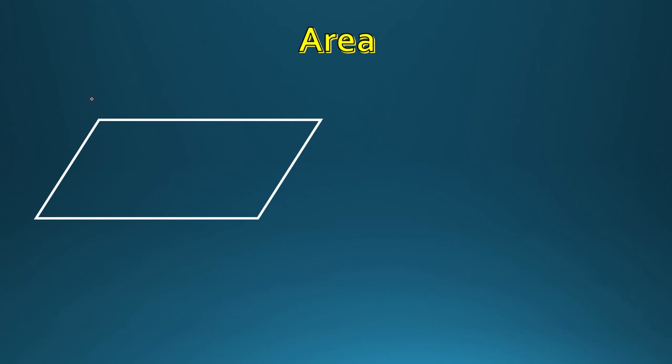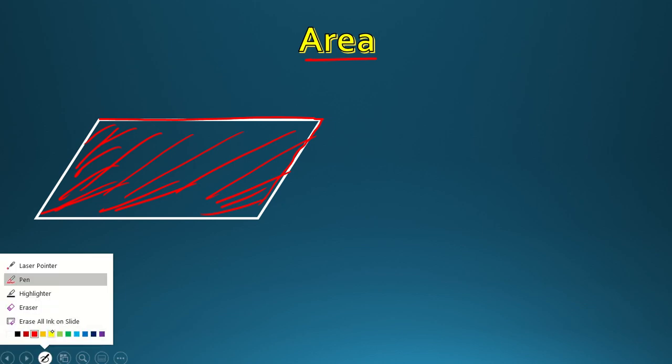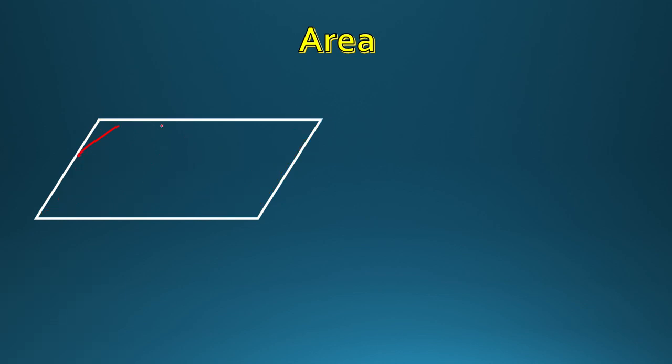Now we are talking about area. You can see in this picture there are two things: one is this outline, and the other is something inside it. So what is being represented here is the area. You have studied this before also. So what is the meaning of area? Inside or outside? Area means inside, not outside.